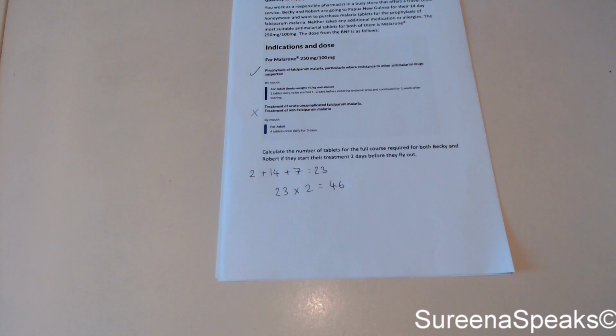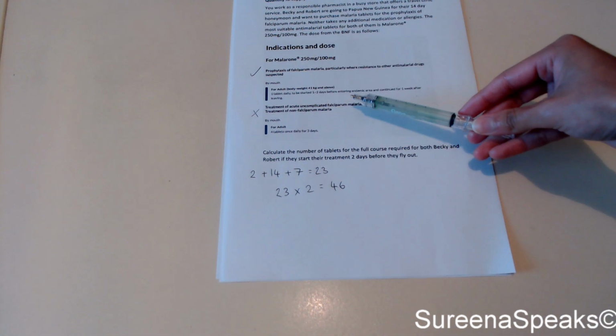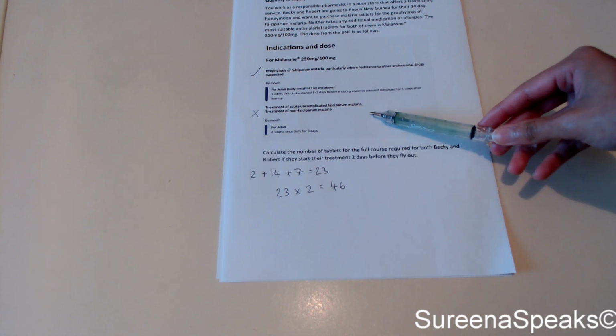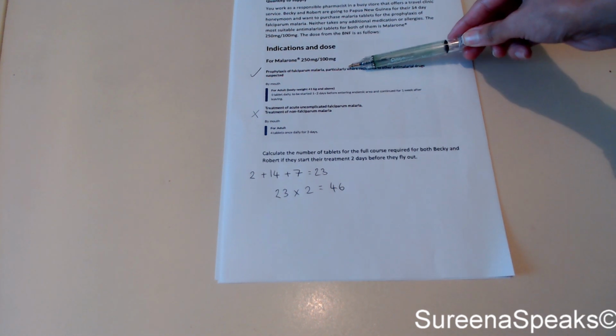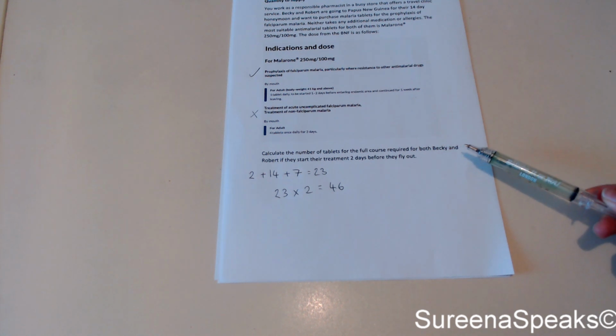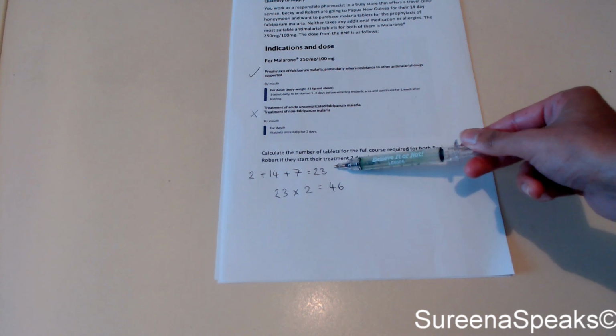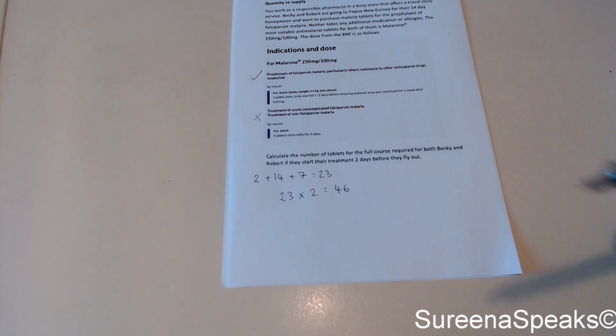Where could you have gone wrong with this question? Well, if you used the treatment of acute uncomplicated falciparum malaria instead of this one, you could have got the question wrong there. If, for example, you didn't read the question carefully and you only worked out the treatment for just Becky or just Robert and put 23. So very important that you do read the question very, very carefully.